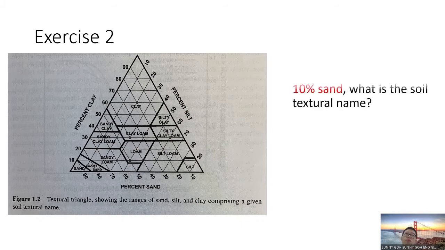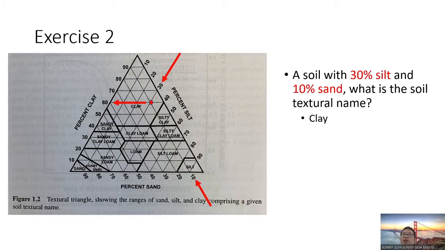Okay, exercise 2. A soil with 30% silt and 10% sand. You can estimate that the point of intersection is actually within the area of clay. So this is a clay soil. We have 30% plus 10%, so we have another 60% left. The 60% is actually clay, and this soil texture is clay soil.